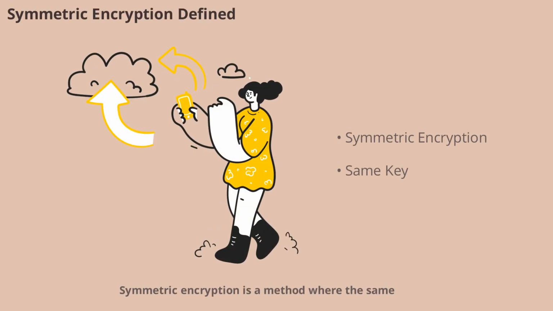Symmetric encryption is a method where the same key is used for both encrypting and decrypting data. This means that both the sender and the receiver must have access to the exact same secret key before any communication begins. It's called symmetric because the process is identical on both sides. What one does to lock the message, the other does to unlock it. This approach is widely used because it's fast and efficient, especially for protecting large amounts of data.